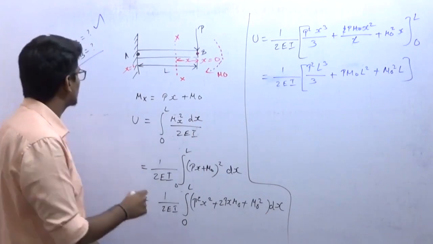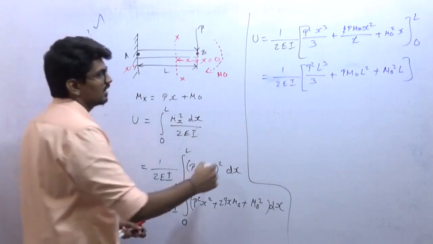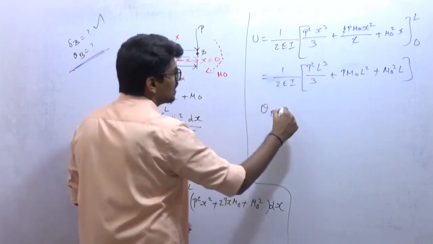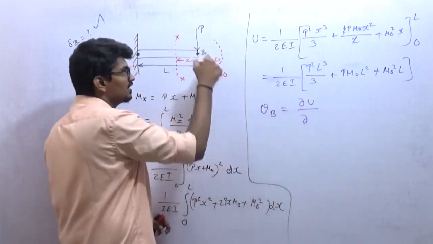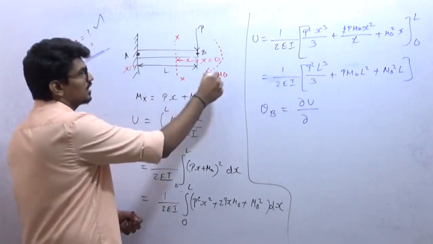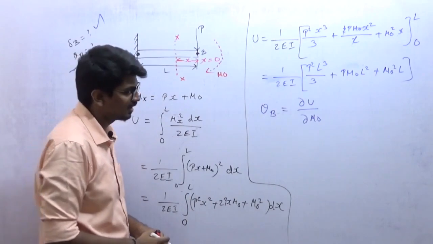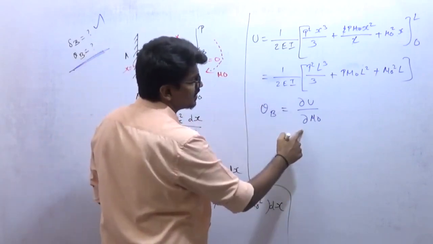Now how to determine theta? What is the formula for theta? Theta is nothing but by Castigliano's theorem. If I want to find theta at point B, I need to differentiate U with respect to the moment which is acting at point B. The moment which is acting at point B is M naught, so differentiate U with respect to M naught. So what is U? This is U, right? Partially, that is very important.